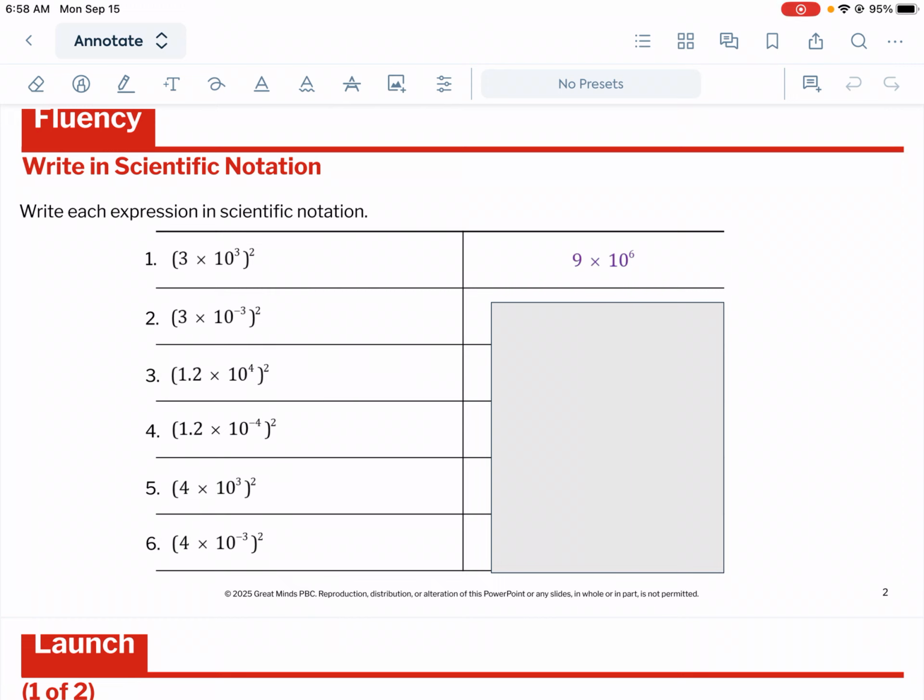Write each expression in scientific notation. As you can see, you have a number given to you in scientific notation with an exponent on the outside of the parentheses. As we were doing before I left, you're going to apply that outside exponent to the coefficient and the exponent on the inside. So you're going to multiply that outside exponent to the inside.